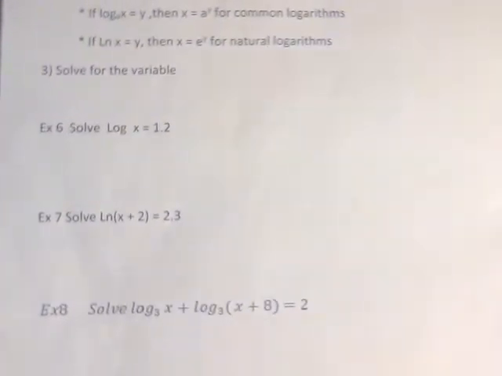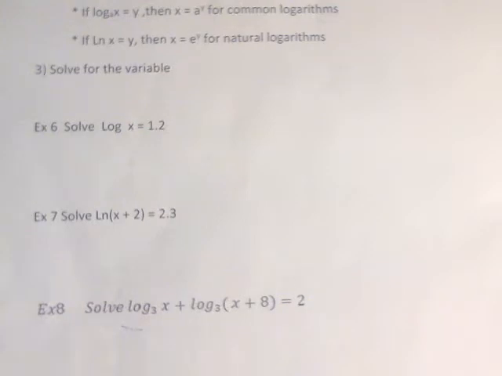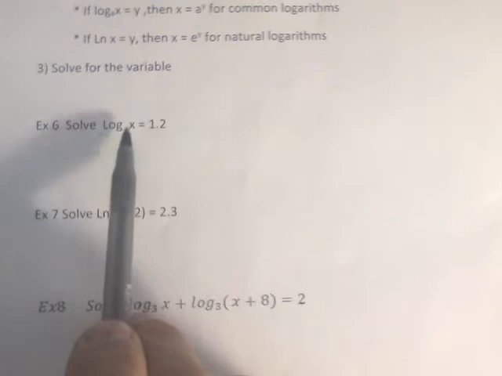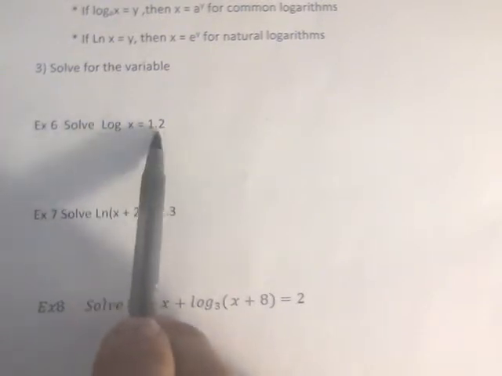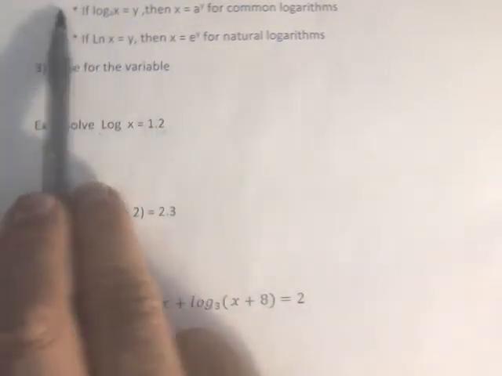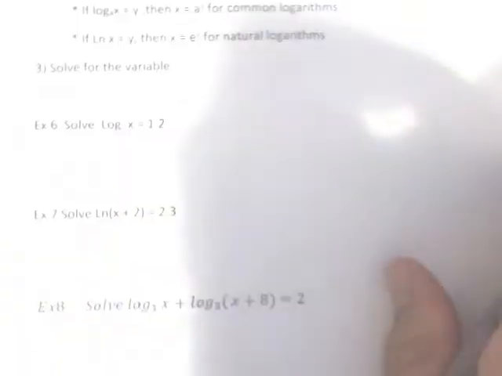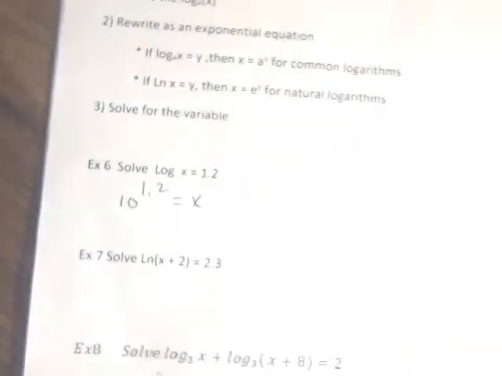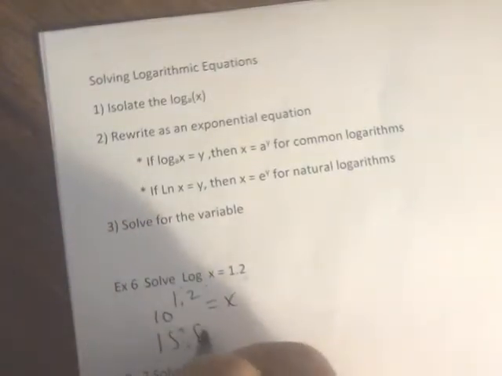Next, we're going to revisit solving logarithms, the basic ones, and then look at applying our laws to solve our logarithms. So just keep in mind that you want to have the log of your number isolated equals to your exponent, and then we're going to rewrite as an exponential equation and then solve from there. So in this case, my base is 10. So 10 to the 1.2 is x. Put that into your calculator, and I get 15.8 equals x.